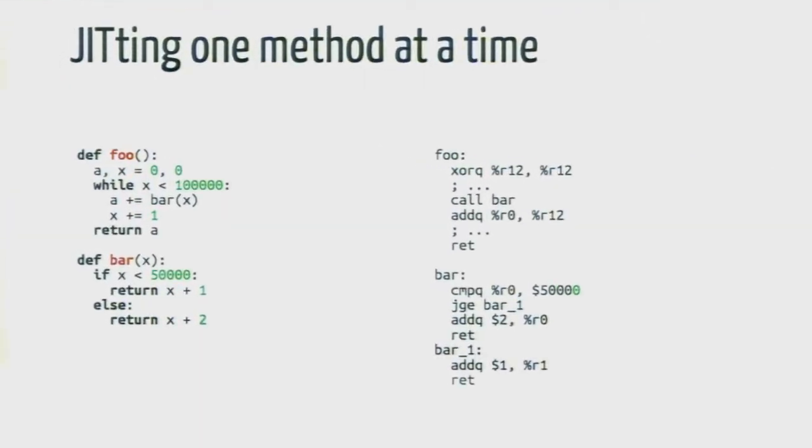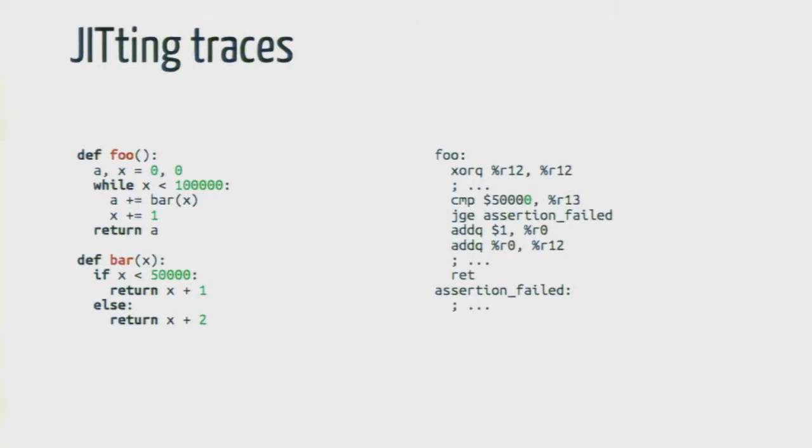The other technique is tracing JIT compilation. So basically, the first one generated assembly snippets based on the static structure of the code, one for each method. This one will take the dynamic structure of the code. That is the trace, the sequence of instructions that are executed.